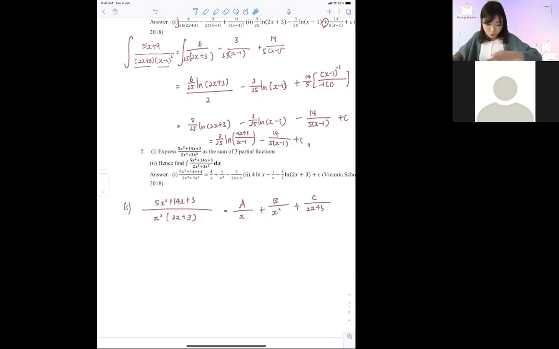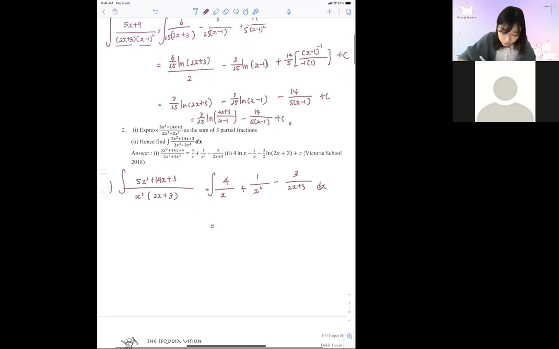Okay, I'm done. You got the answer? Yeah. Okay, now one more time. So if you want to integrate that, this is 4, this is 1, this is -3. Integrating this is the same as integrating this. Come, Dylan, help me, how to integrate 4 over x? 4 ln x. Very good. Next one.